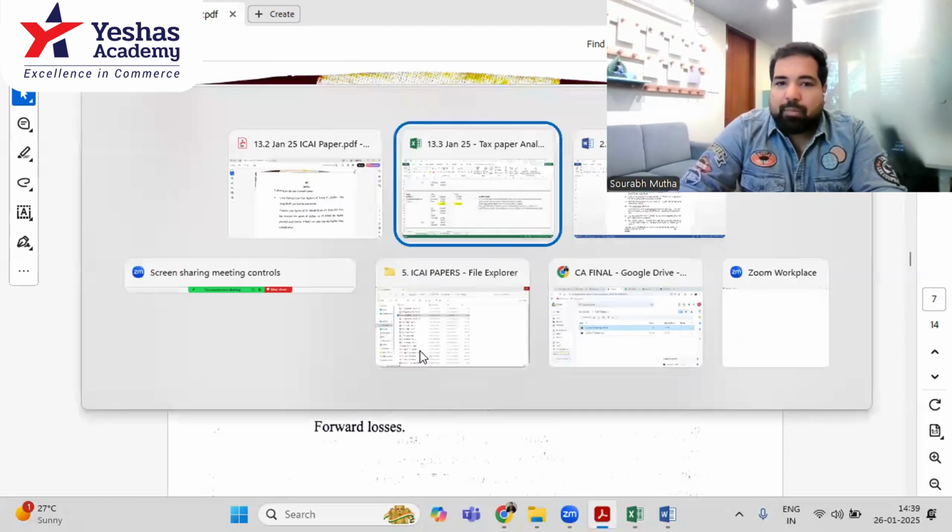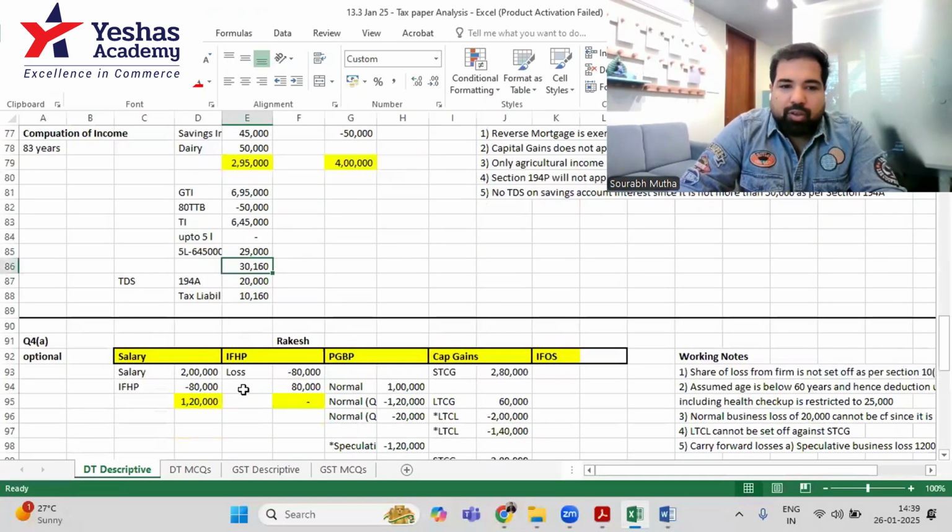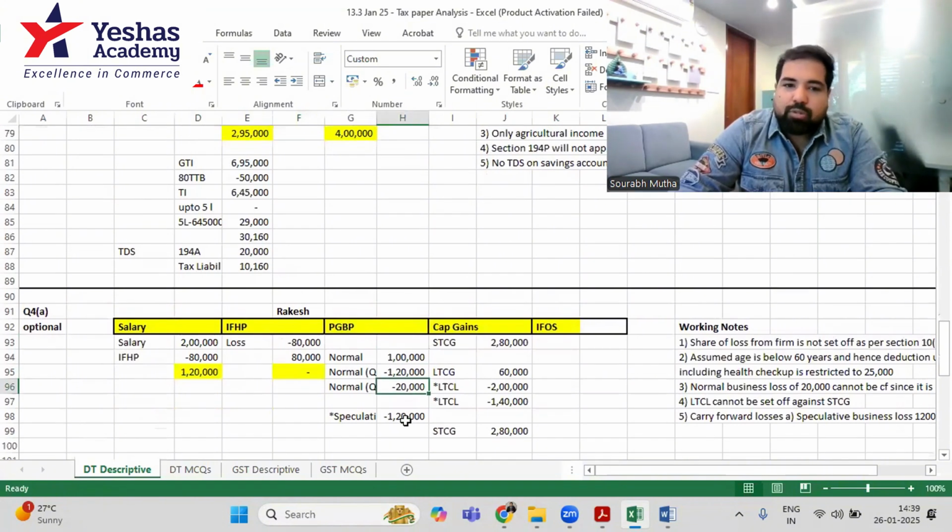So let's solve this. I'm writing it here, just the way we used to do it, Rakesh. Salary is 2 lakh. I can minus house property 80,000. So 1 lakh 20,000. This loss is set off. So that is zero. PGBP, normal loss is 1 lakh. Your carry forward loss is 1 lakh 20, which has a quarantine stamp. And this 20,000 will unfortunately lapse.